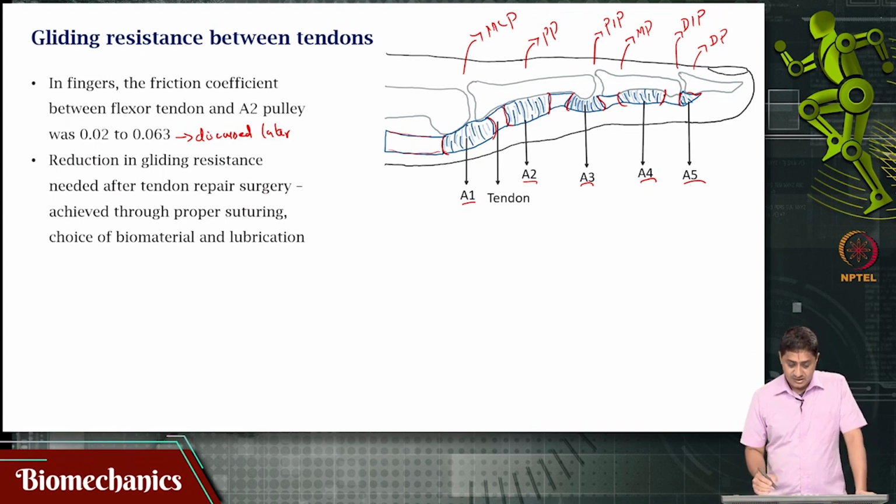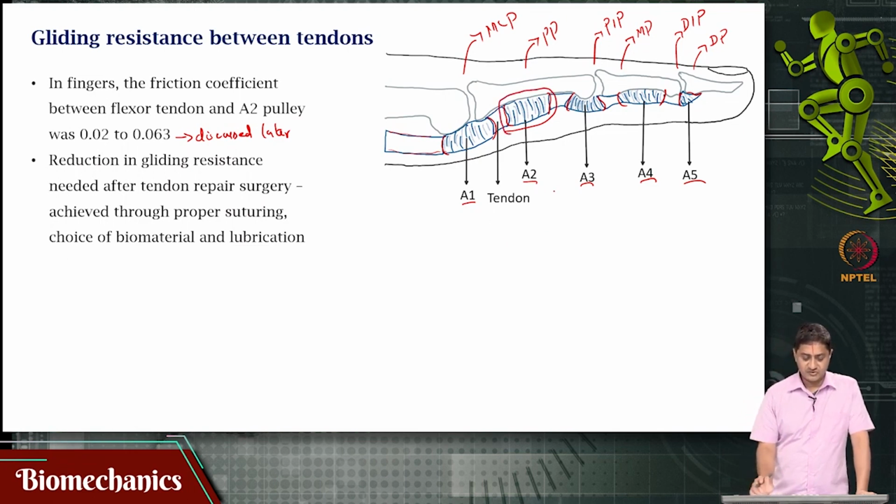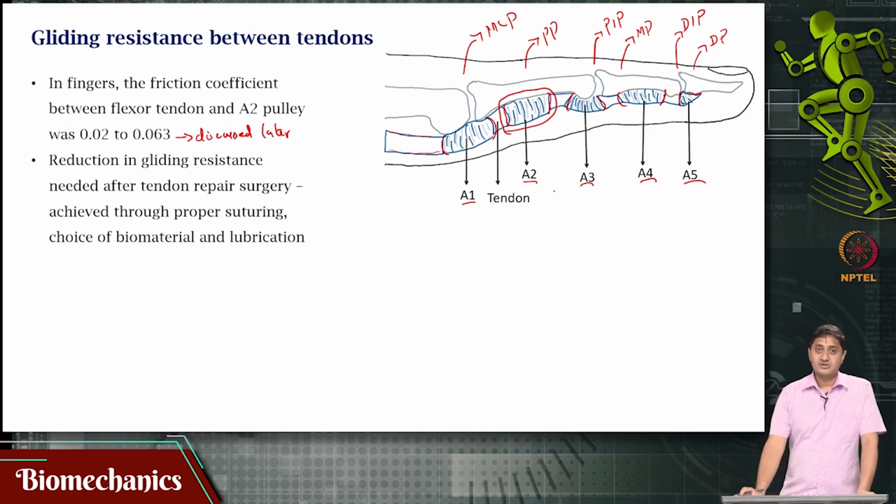The coefficient of friction between the tendon and that A2 pulley is the one that was measured using the experiment that we will discuss later. This is that pulley that we are talking about.